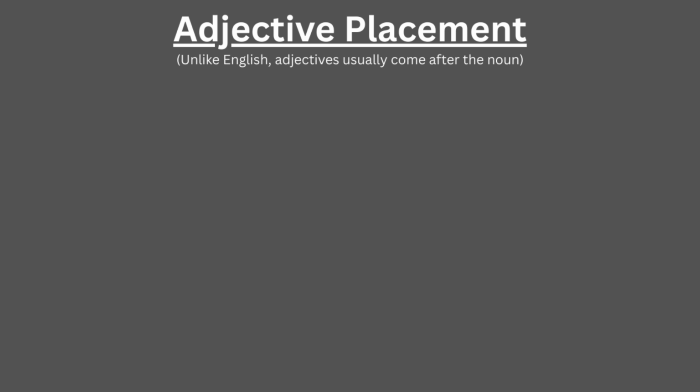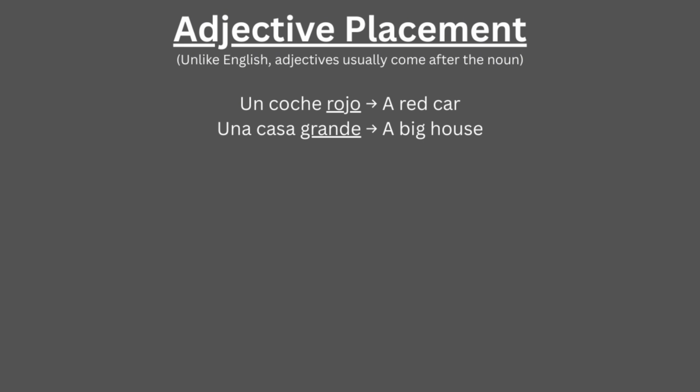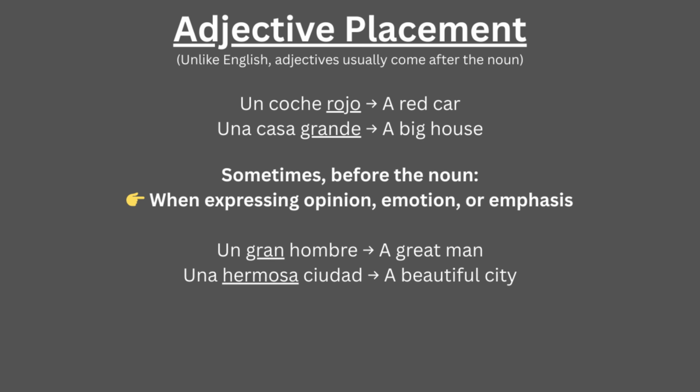When it comes to adjective placement, Spanish adjectives typically come after the noun, unlike English, like saying, un coche rojo, una casa grande. However, when expressing opinion, emotion, or emphasis, an adjective may come before the noun, like un gran hombre, una hermosa ciudad. This concept will be explained a lot more when we get to descriptive adjectives in Spanish.